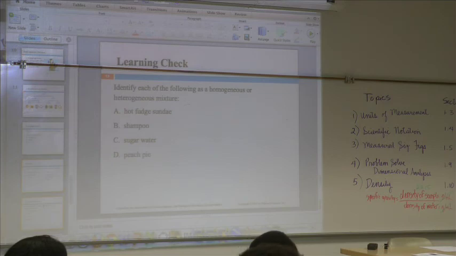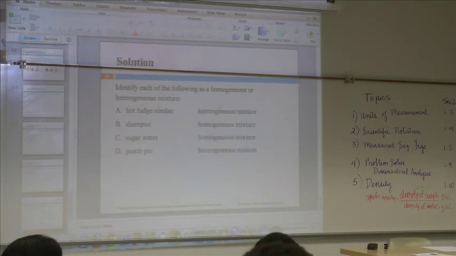So what about, you're going to get hungry here, right? You agree that a hot fudge sundae is heterogeneous, but you see the shampoo can be homogeneous, right? Yeah. Sugar water, homogeneous, peach pie, heterogeneous. But you see the chunks of peach, okay?